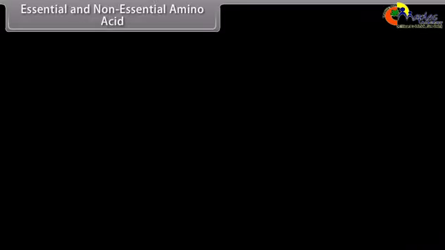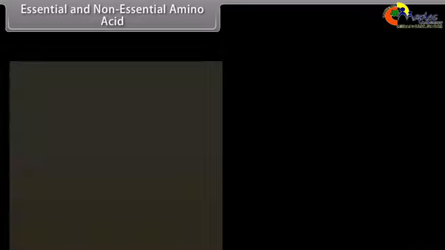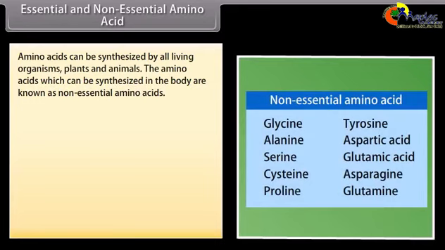Essential and non-essential amino acids. Amino acids can be synthesized by all living organisms, plants, and animals. The amino acids which can be synthesized in the body are known as non-essential amino acids.